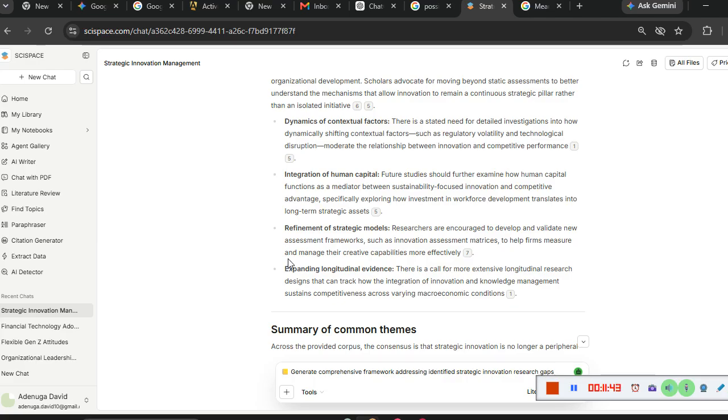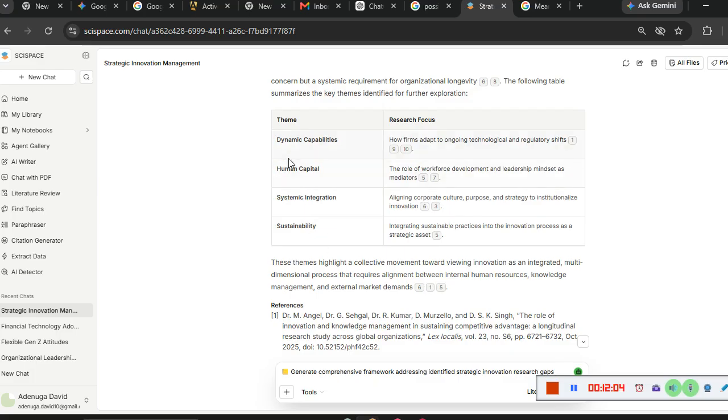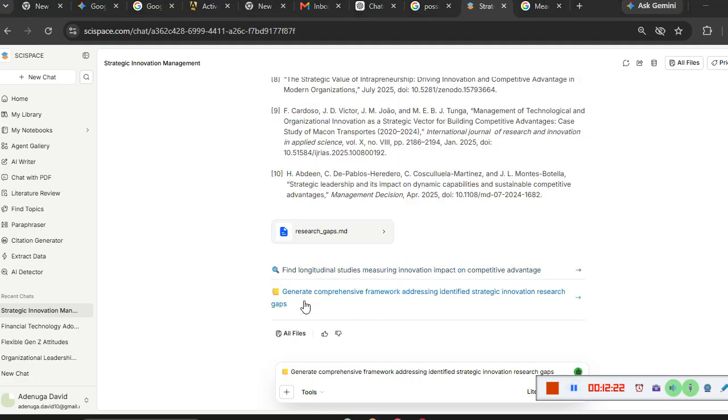So, another aspect that we can identify here is the refinement of strategic models. That model will bring about certain elements that will be used to embrace innovation, to evaluate it, and to monitor it. Then these are the themes that I regularly talked about in past projects: dynamic capability, which is also a theory, human capital, systemic integration, sustainability, and all that.